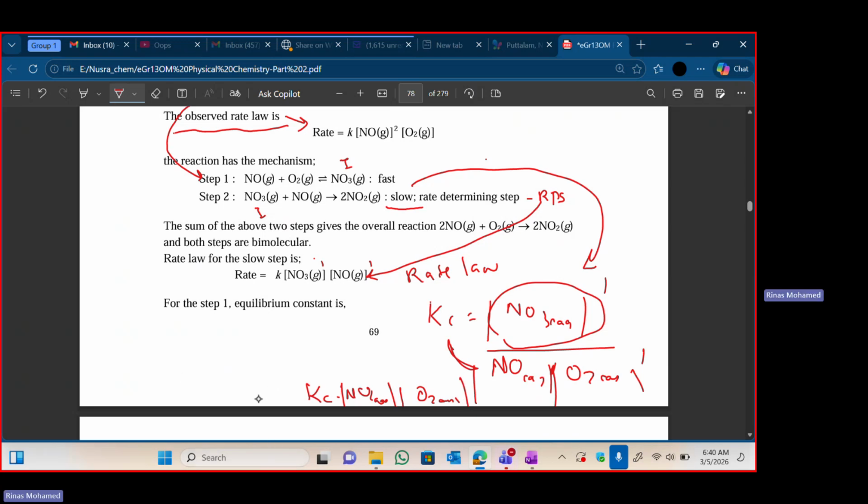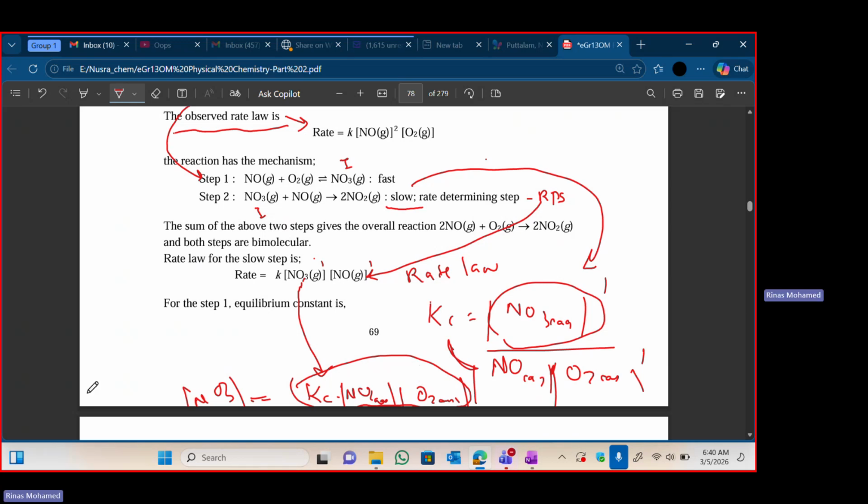Instead of NO3's concentration, I can write this one. Then I can replace that NO3 here with this one. This NO3, I can cut, and instead of that one, I can replace this. All three factors: Kc, NO2's concentration, O2 concentration.